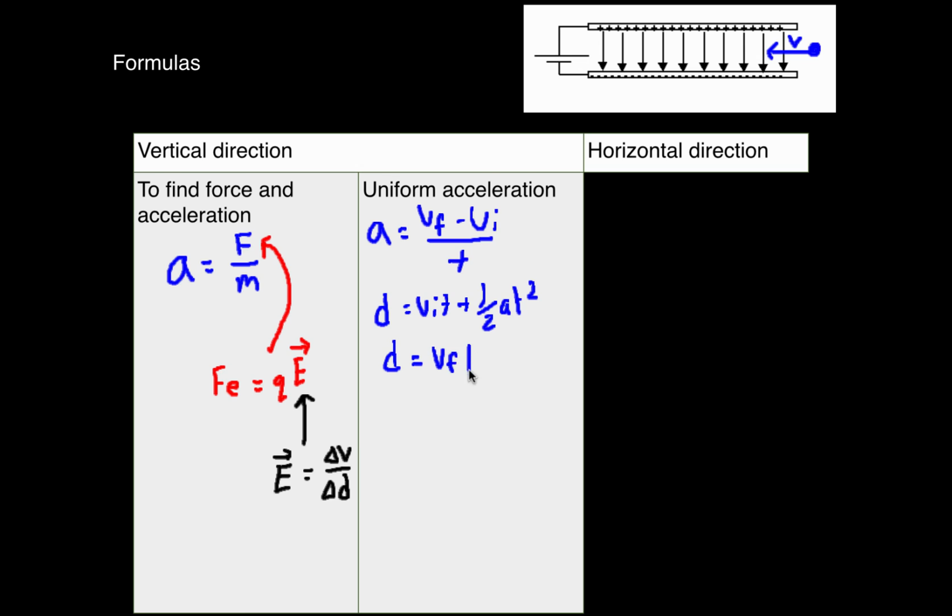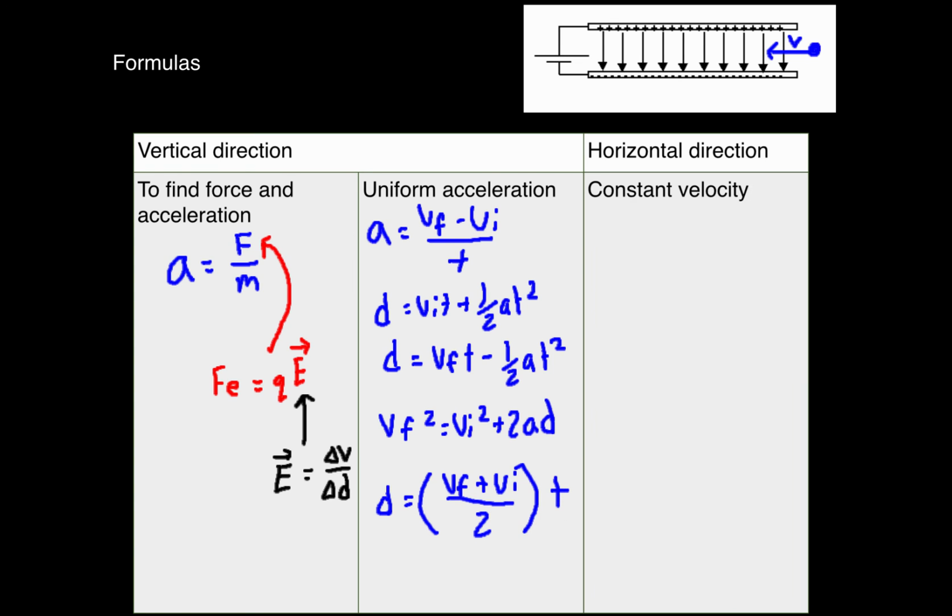D equals VFT minus 1/2 AT squared. Vf squared equals Vi squared plus 2AD. D equals (Vf plus Vi) divided by 2 times T. In the horizontal direction, we have constant velocity. The velocity remains the same because there are no forces in the horizontal direction to change the velocity of the particle. When you have constant velocity, you can use the formula V equals D over T.